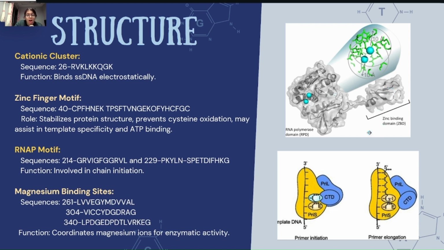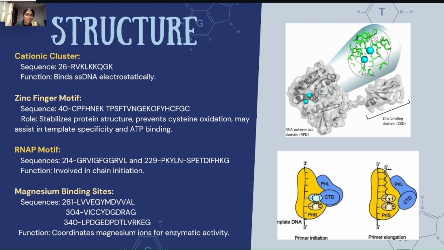Then we have the RNAP motif, which initiates the synthesis of RNA primers, just like turning the key starts a car. Then there is also the presence of magnesium binding sites. These sites are like the engine oil that keeps all the parts running smoothly. Magnesium ions are essential for the catalytic activity of primases.